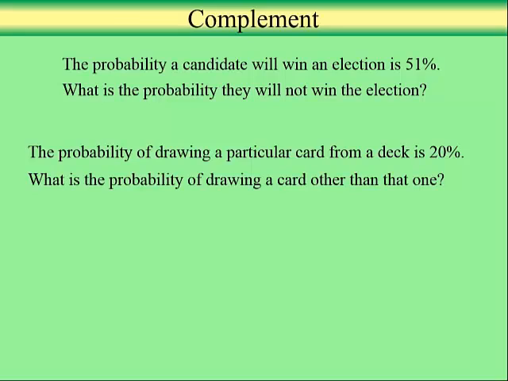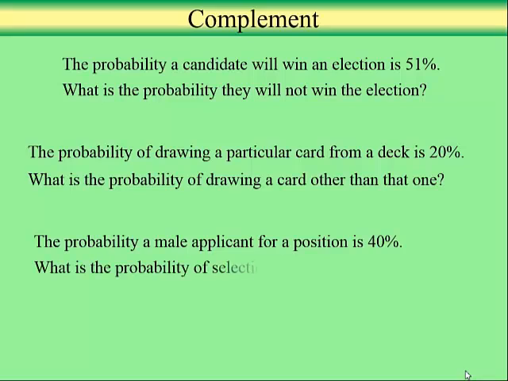If we know that the probability of drawing a card from a deck is 20%, then the probability of anything else happening has to be 100 minus 20%. If we know the probability of a male applicant getting a job is 40%, then we know the probability of a female has to be 100 minus 40%.